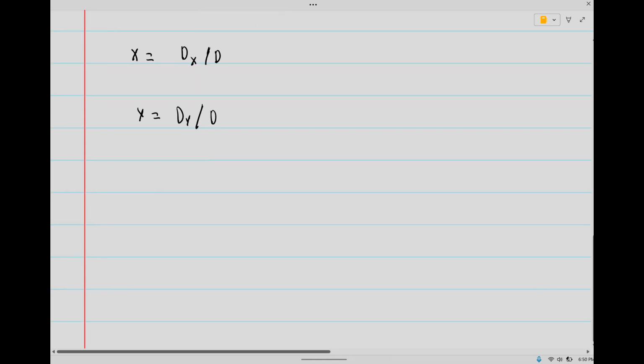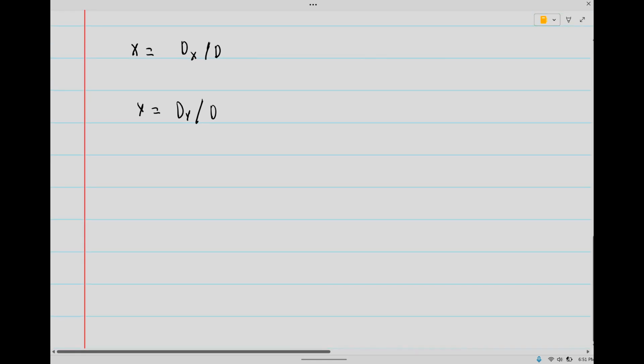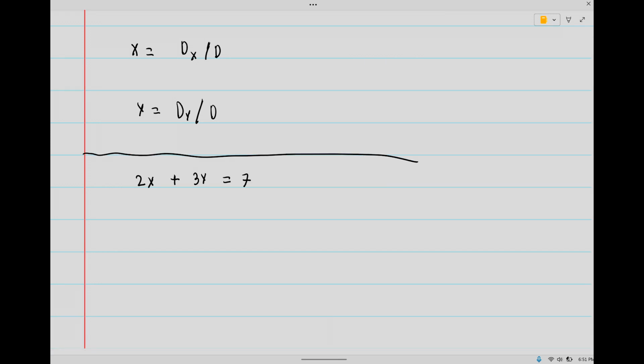So to use an example with actual numbers, we could consider the following system of equations. I'll just do 2x plus 3y equals 7, and then 4x minus y equals 1.